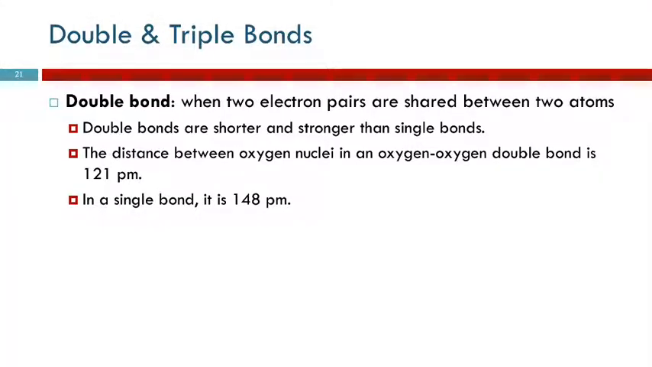So a double bond is 2 pairs being shared. Double bonds are shorter and stronger than single bonds, because the more you share with a person, the closer you get, right? And the stronger your bond. The distance between the oxygen nuclei is smaller. It's 121 picometers. In a single bond, it's 148. So the double bond pulls the atoms closer together, and it's stronger as well.